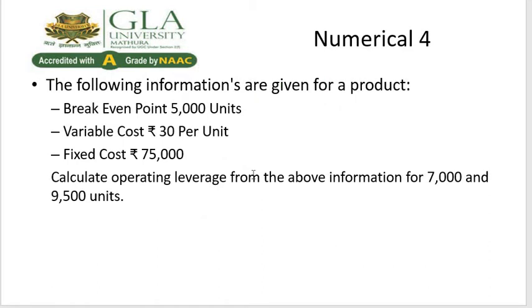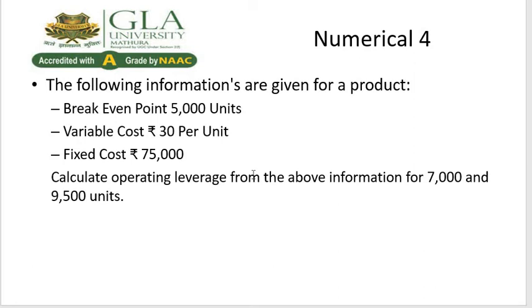The following information is given for a product: break even point 5,000 units, variable cost 30 rupees per unit, fixed cost 75,000. Calculate operating leverage from the above information for 7,000 and 9,500 units.